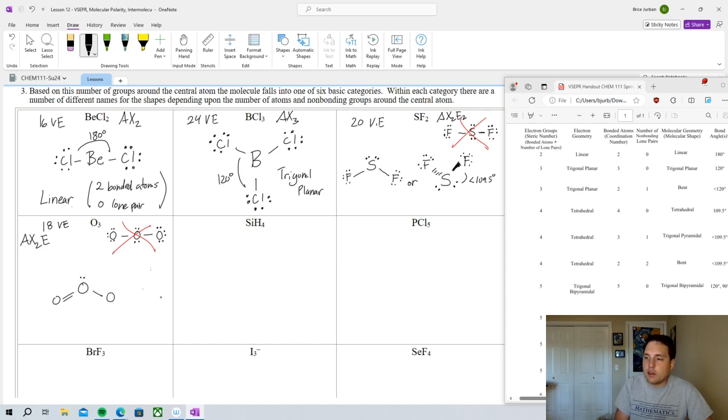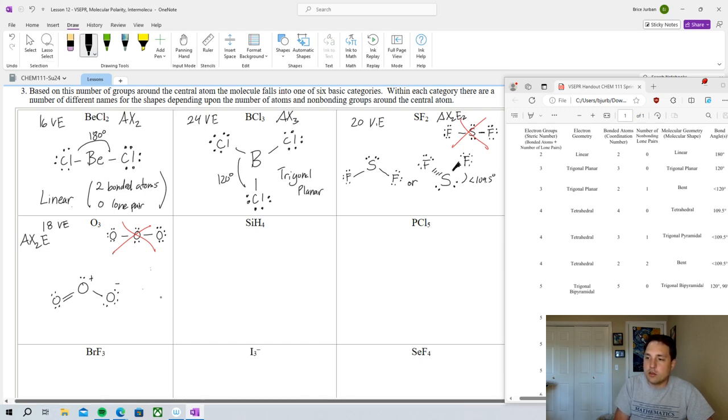We'll put one lone pair there on the oxygen, which then affects the shape of this molecule, making it bent. And then one of the oxygens will have a negative charge, and this oxygen here will have a positive formal charge. So that's good to go back through and practice that.